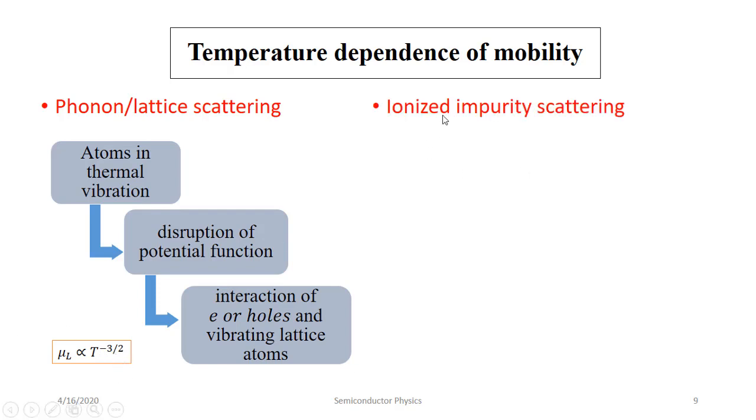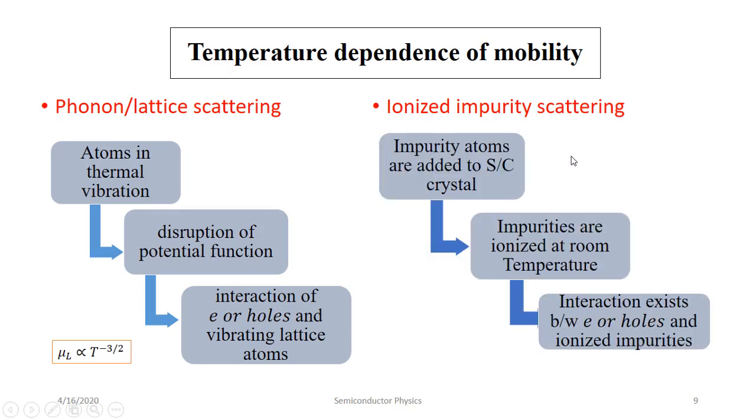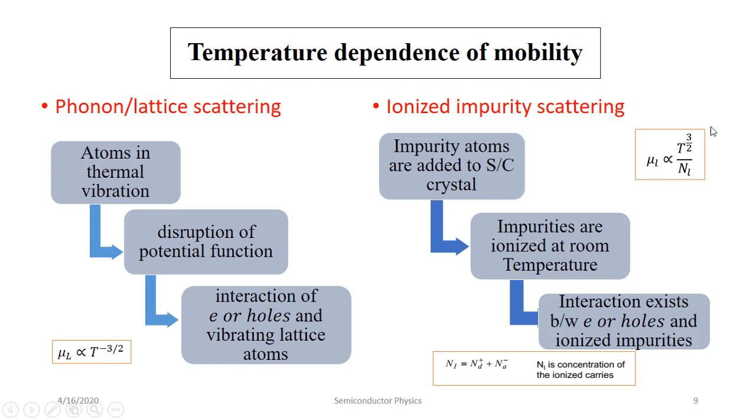And there is another phenomenon: if you're going to have ionized impurity scattering, how is your temperature going to affect your impurity atoms? Firstly, they are going to be added into a certain crystal. Obviously, that crystal is made up of some kind of semiconducting material, and these impurities are then ionized at room temperature. These ionized impurity atoms have some interaction with electrons and holes, and they are going to develop some ionized impurities. And obviously the ionized impurities are generated due to some concentration of your electrons and holes.